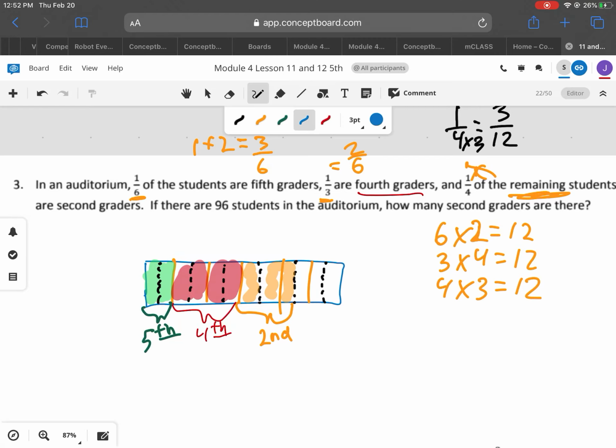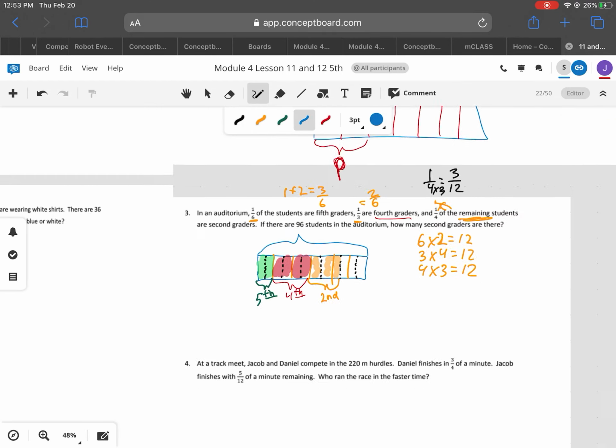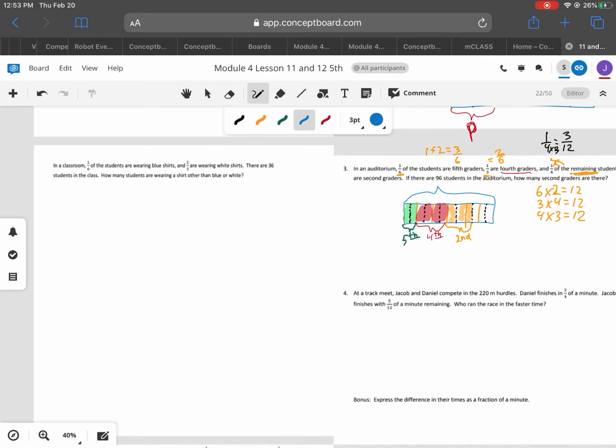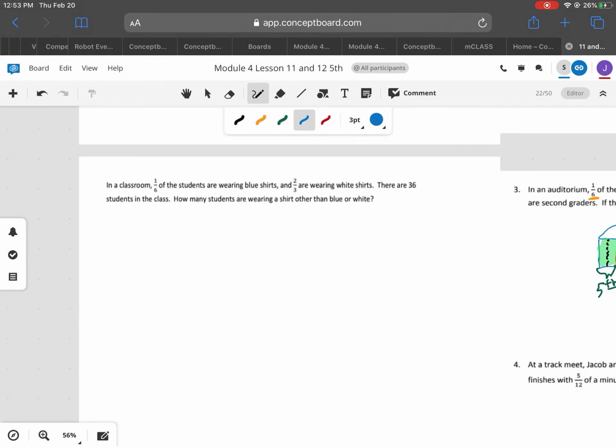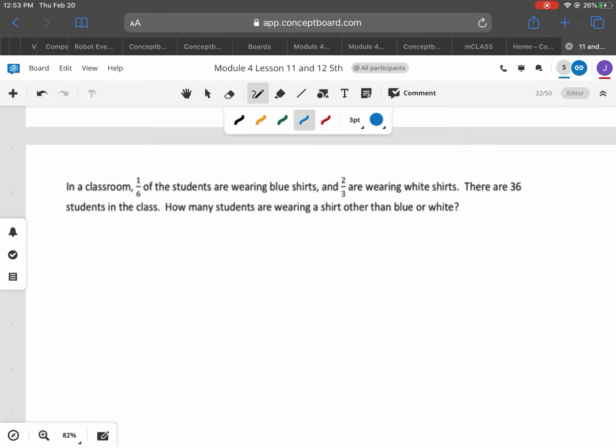Okay, now I'm not going to tell you what goes on top, but most of you should be able to figure out what goes on top. Alright? So you need to find out how many second graders are there. So there's 3 12ths second graders out of this tape diagram. Alright, I'm not going to solve it. Alright, I'm not going to do number 4 for you. I'm going to go ahead and do another one that hopefully will help you.